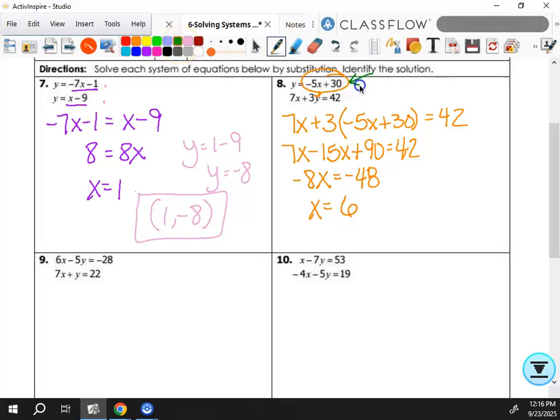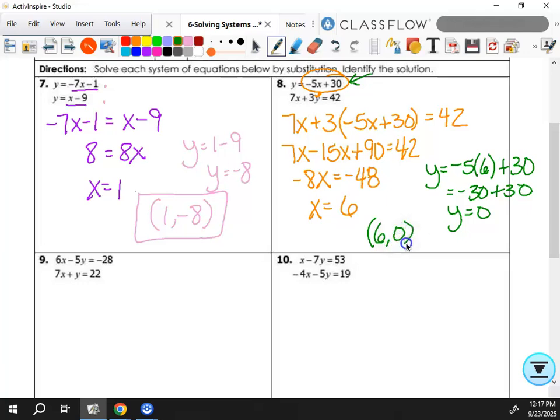I think I would still choose the first one here. So I'm going to get y equals negative 5 times 6 plus 30. So that's negative 30 plus 30, which means y equals 0. Which is a totally fine answer. I think sometimes when y'all get 0, you think you did something wrong or something's weird, but it's 6, 0. Very good.